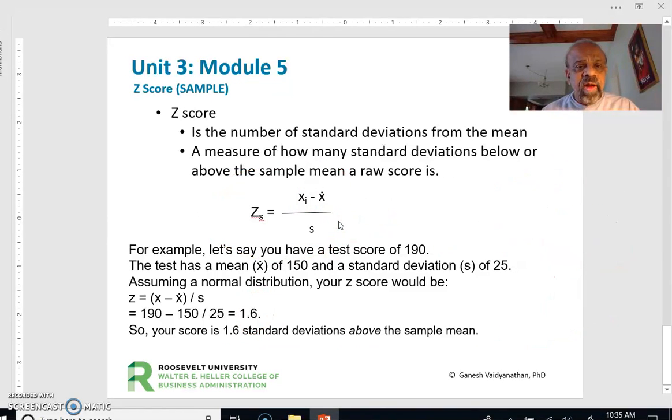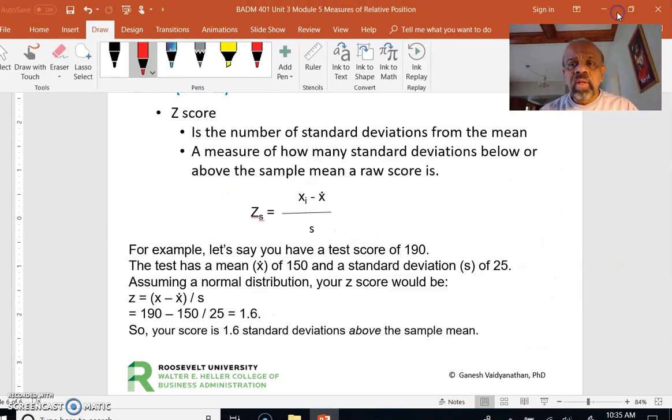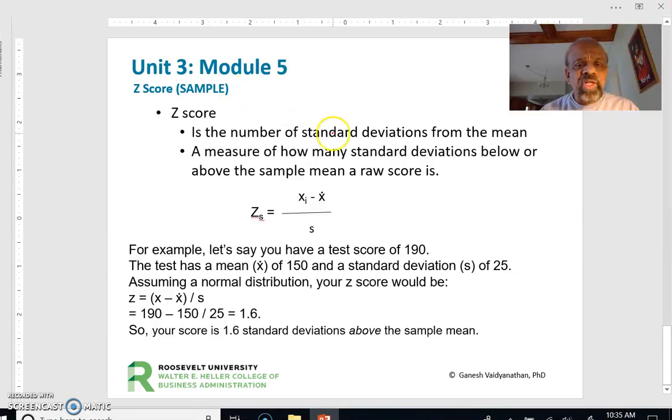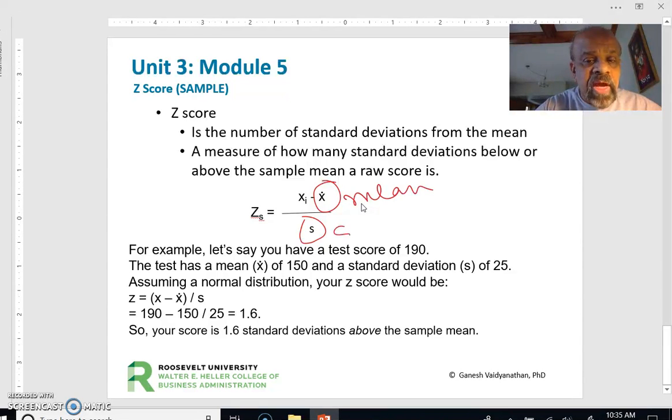Now let's look at it from the sample point of view. The sample point of view is very much like the population. The only thing we do is that we change the denotation. We denote the mean by x bar, and then we do the standard deviation. Okay, so that is the basic difference.